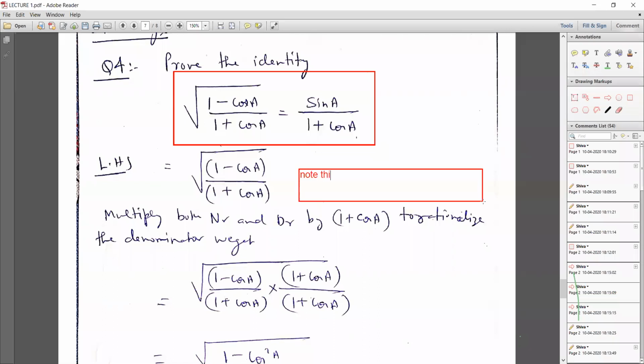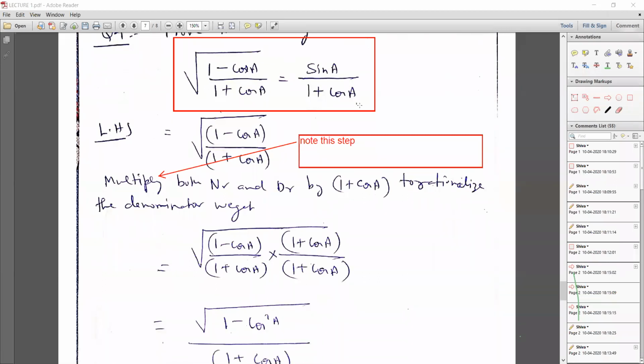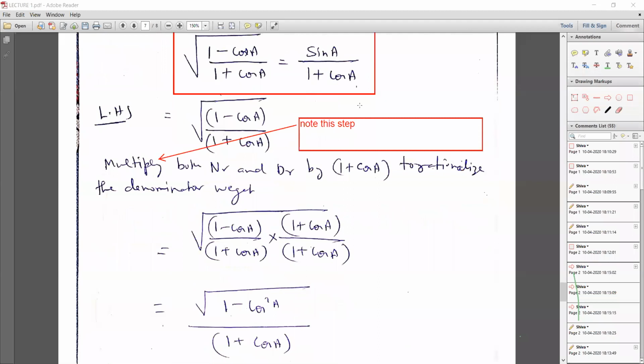You have read about rational and irrational numbers in class 9. So you have to rationalize the denominator by multiplying by its conjugate. Like in this case, if I start from the left hand side, under root 1 minus cos A upon 1 plus cos A, and I want to rationalize, what will I do? I will multiply by the conjugate of the denominator, and the conjugate of the denominator 1 plus cos A is what?